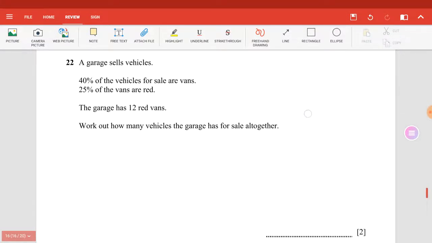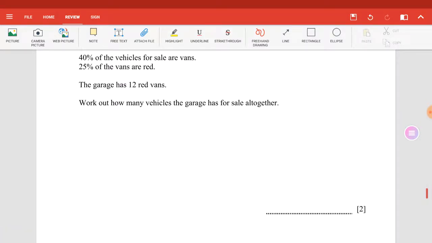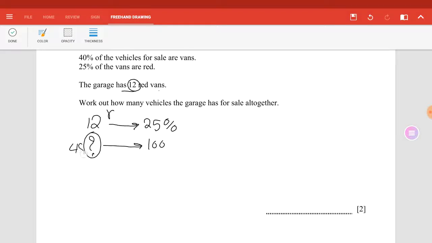Okay, a garage sells vehicles. 40% of the vehicles for sale are vans. 25% of the vans are red. The garage has 12 red vans, so the 12 red vans are 25%. So how many vans? 100. So when you do cross multiplication, this will be 48.